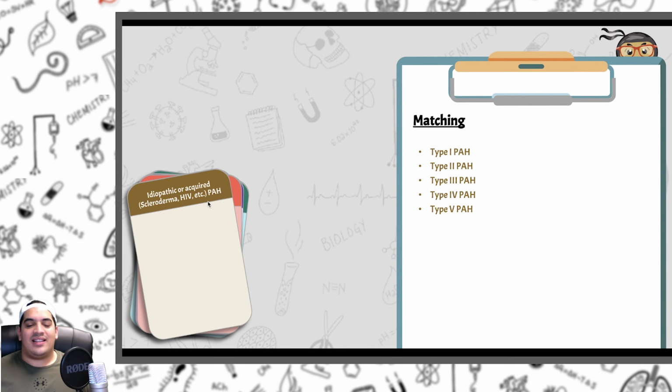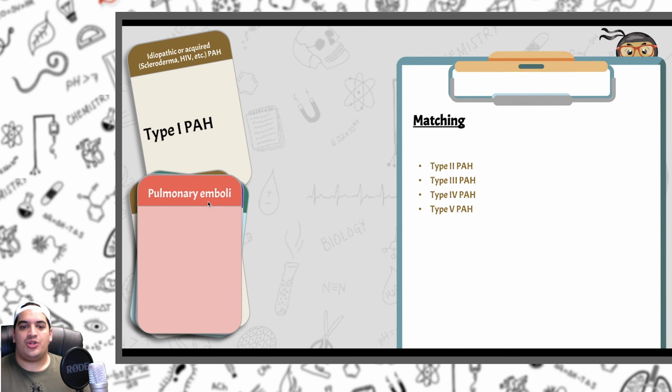Now, here's the last thing that I want you to do. I want you to just quickly recap and match the appropriate pulmonary artery hypertension type to the potential etiology. So if I said idiopathic or acquired, so for example, scleroderma, HIV, lupus, some type of hepatopulmonary syndrome or anything like that, what would you say? It's type 1. If I told you it was from pulmonary emboli, so some type of chronic pulmonary emboli or VTE process, then you would say type 3.